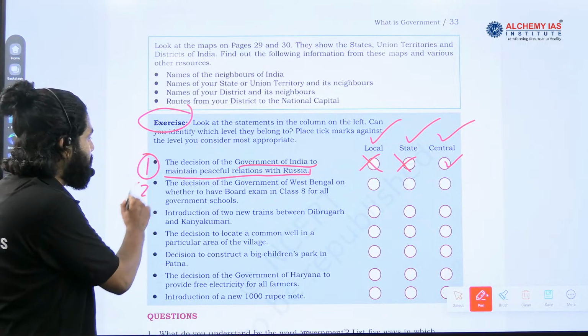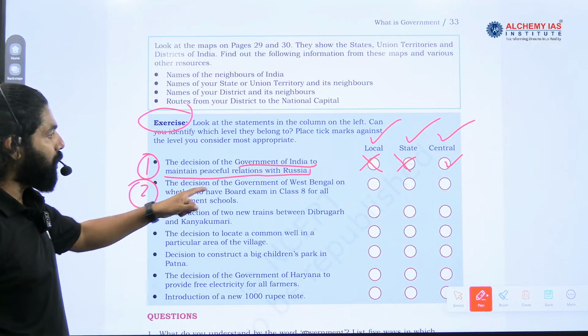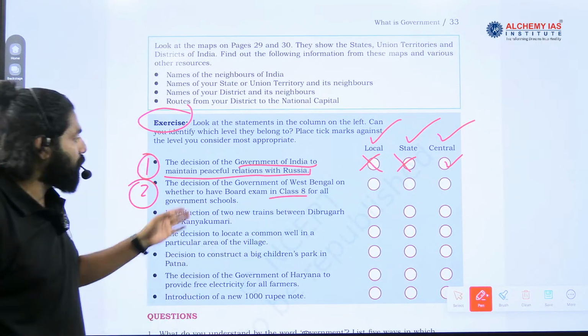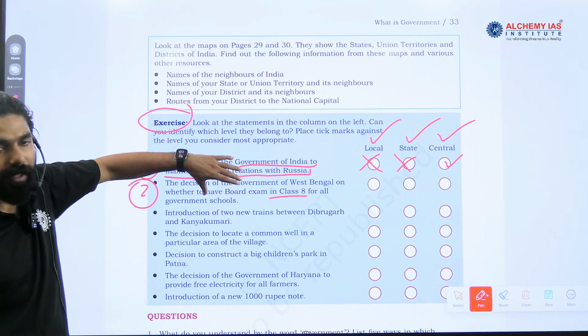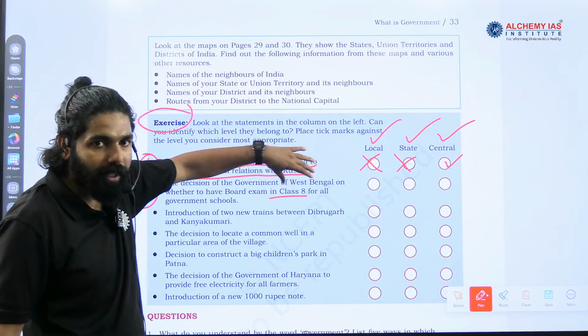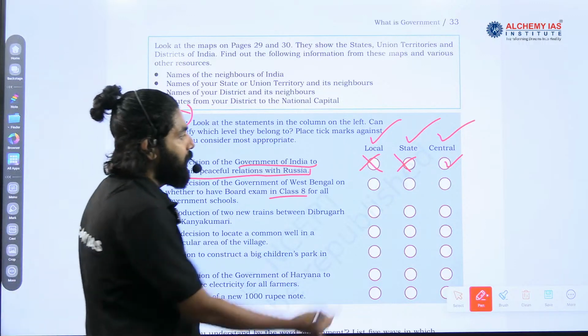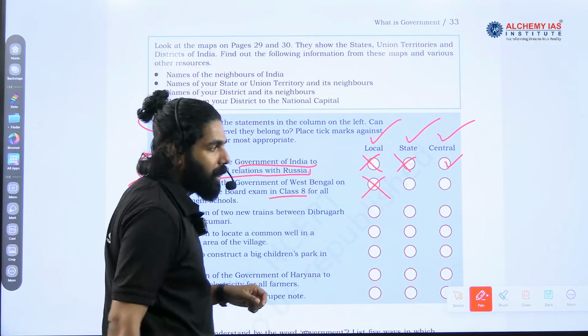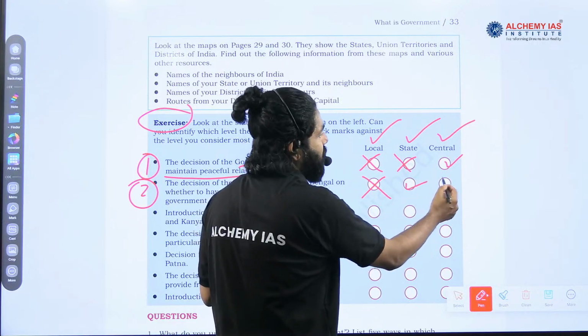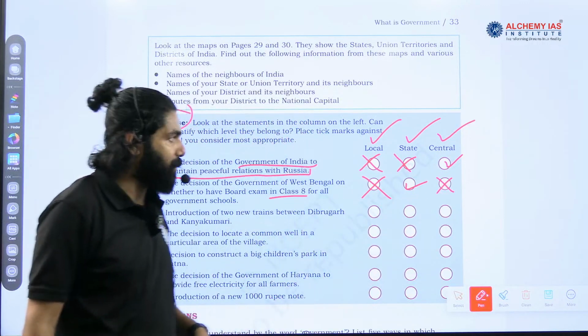The next one: the decision of the government of West Bengal on whether to have a board exam in class 8 for all government schools. This is a matter happening in the West Bengal state. It concerns school education for the entire state. We cannot say that it is specific to a local area. Since it is a matter of West Bengal, it is a matter of the West Bengal state, not necessarily the central government.